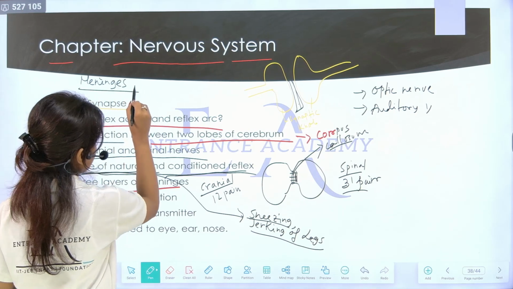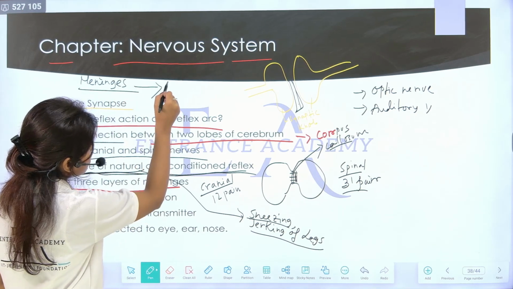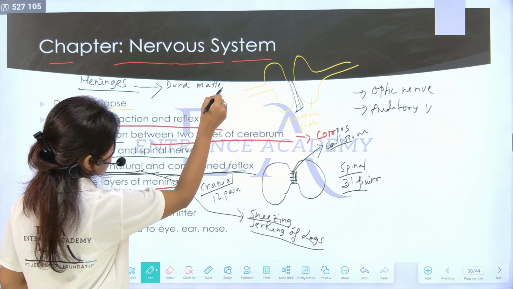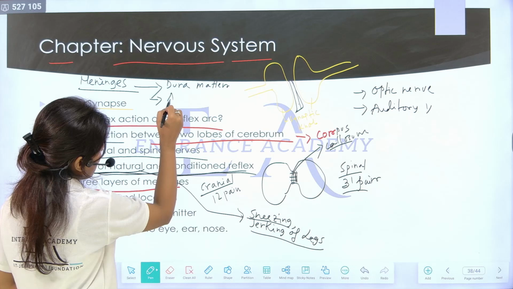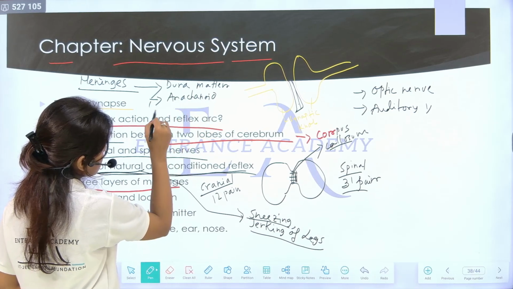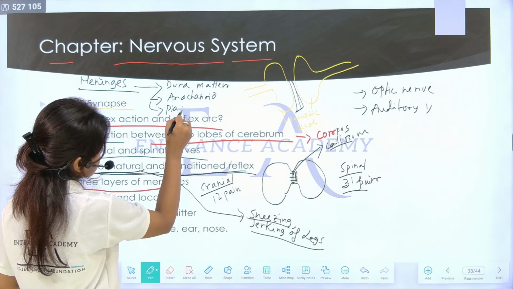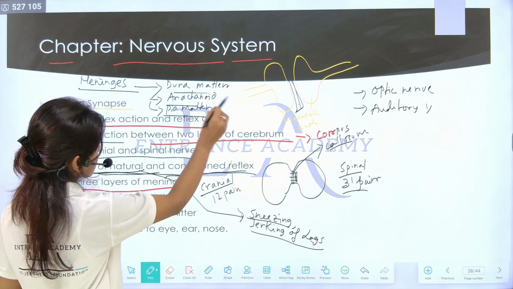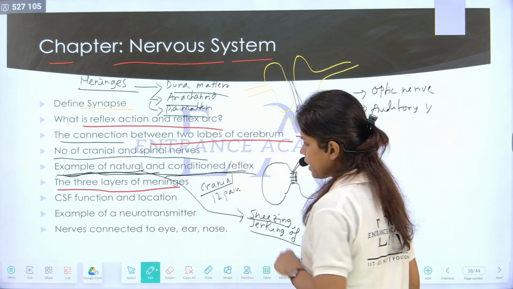It has three layers. The outermost layer is dura mater. The middle layer is arachnoid. And the innermost layer is pia mater. So these three are the layers of the meninges.